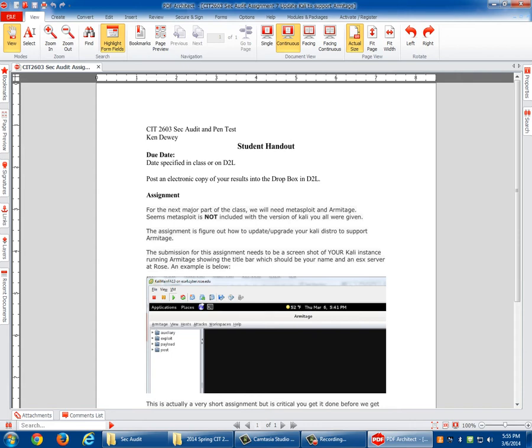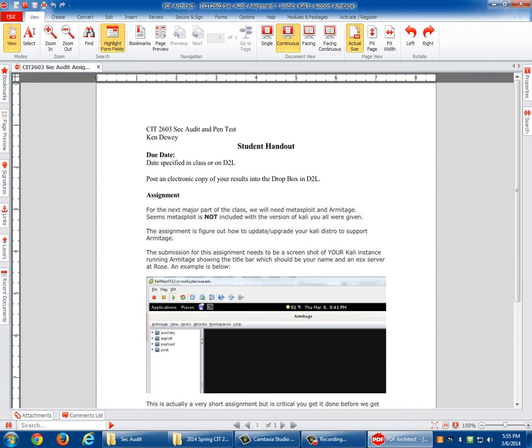Now you don't need Armitage, but Armitage is kind of a graphical version of Metasploit, which I'm thinking a lot of you are going to like a lot better. Metasploit is all command line for the most part, and it's tough. Whereas if you use Armitage, a lot of it's GUI.